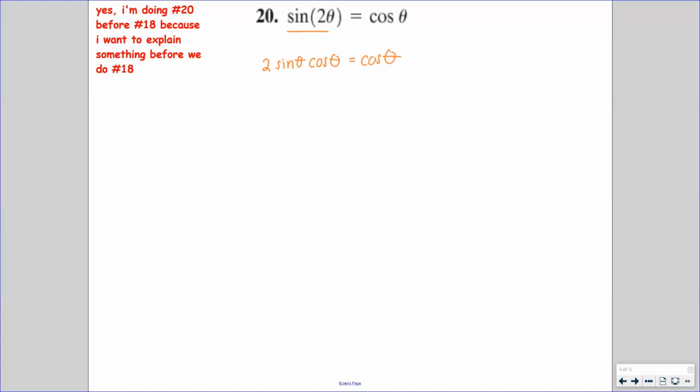Okay, next, I'm going to pause for a moment, and I would like you to think about where you would go from here. What is your next step? Before I show you, what would you do?